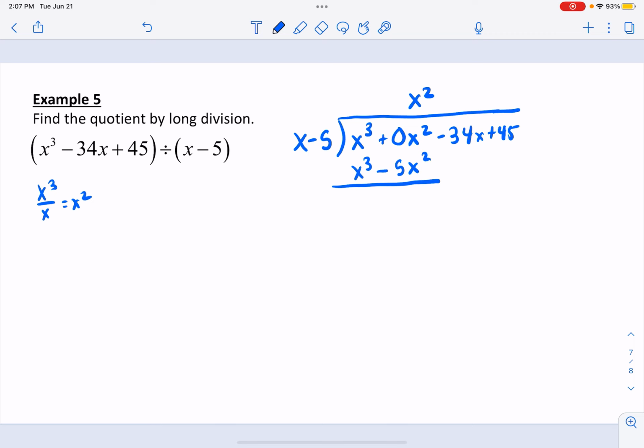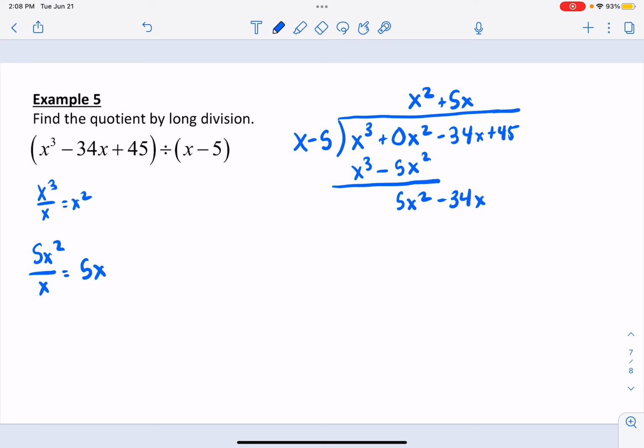Now we subtract. What you can do is you can change all the signs. What I typically do is I multiply by a negative and then I add. But I'm going to subtract. X cubed minus x cubed is 0. 0 minus a negative 5 is 5x squared. I bring down my 34. So then I do 5x squared divided by x. That simplifies to be a 5x. So I have a 5x up top.